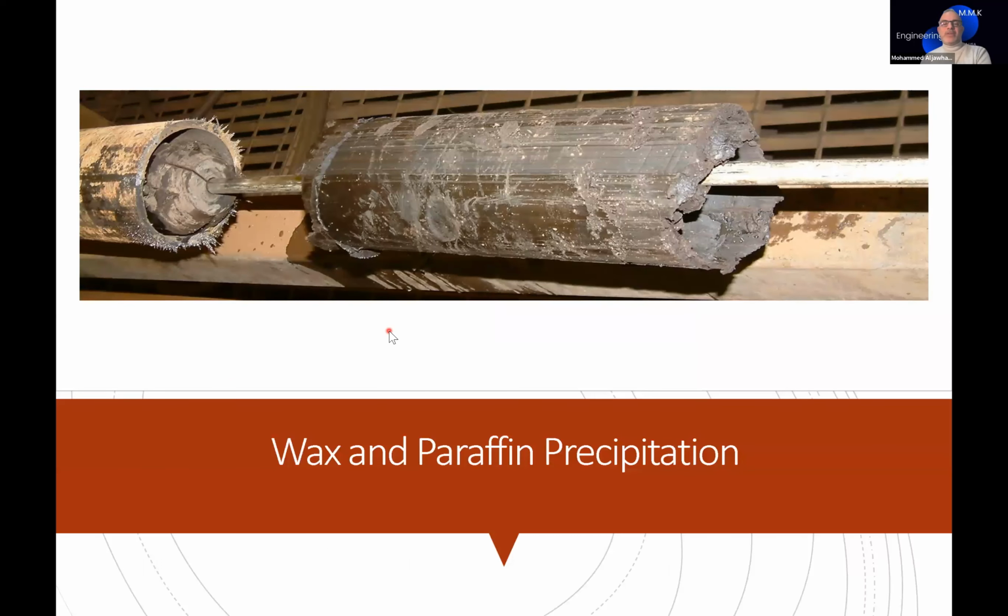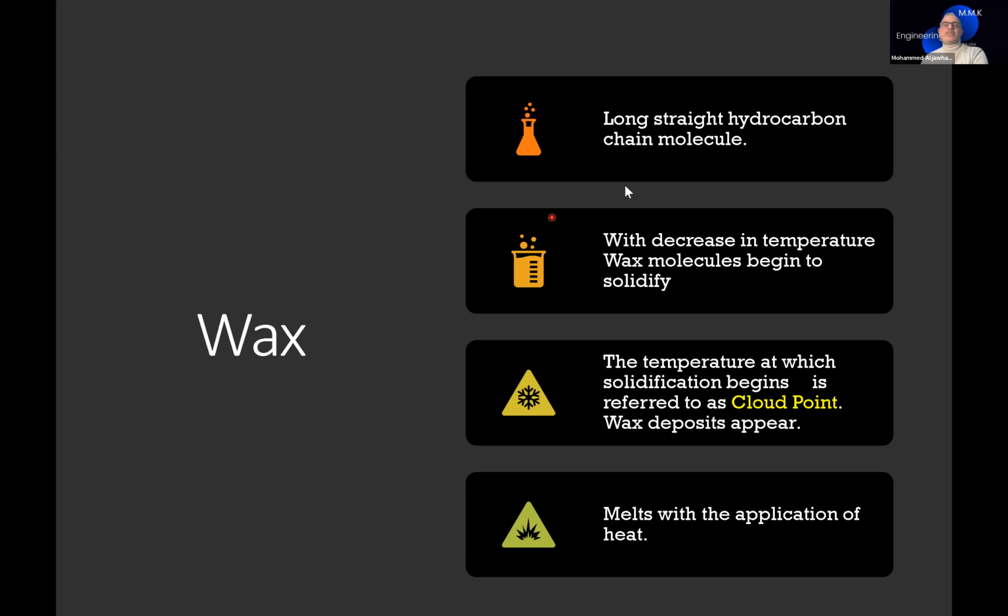So, wax and paraffin precipitation. What is wax? It's a long, straight hydrocarbon chain molecule. It's a heavy liquid that precipitates inside the wellbore or any part of the production system. It's not easy to handle. It's caused by a decrease in temperature, so the wax molecules begin to solidify.